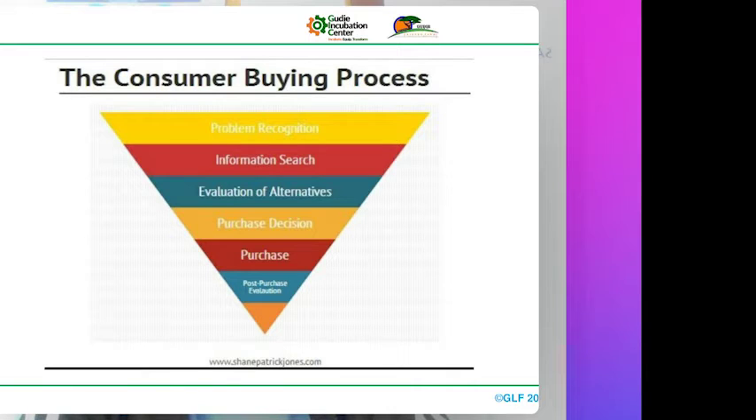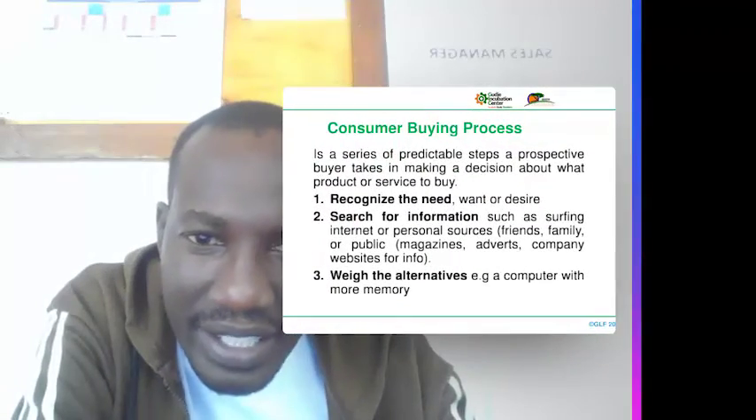And these are 6 steps. 1, problem recognition, information search, evaluation of alternatives, purchase decision, real purchase, then post-purchase evaluation. It is important to know what the customer goes through before buying your product, so that you don't look like you are forcing yourself on the customer, you are forcing the product on the customer. So let's look at the different steps in detail.